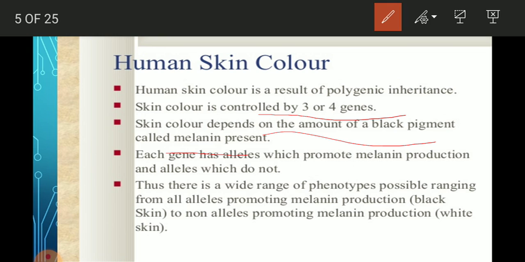Each gene has alleles which promote melanin production and alleles which do not. So there is a wide range of phenotypes possible, ranging from all the alleles promoting melanin production. When there is more melanin production, it means blackish skin color. And if no alleles promote melanin production, it means there is white color.